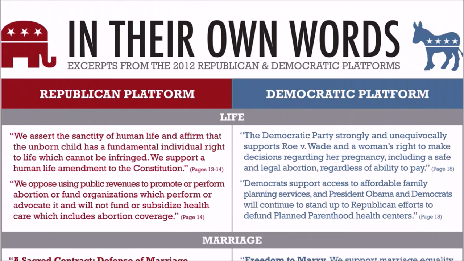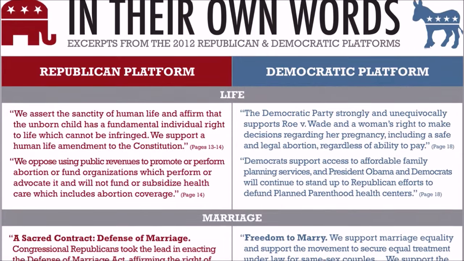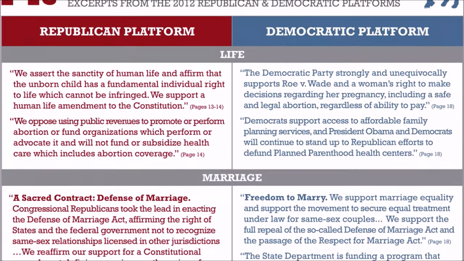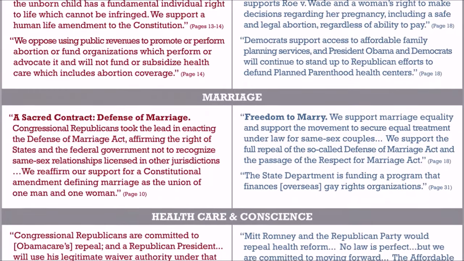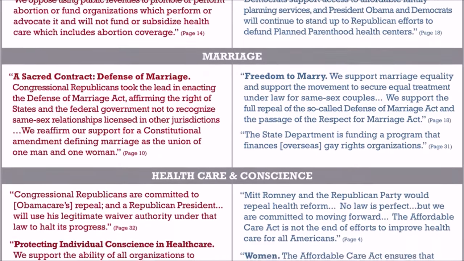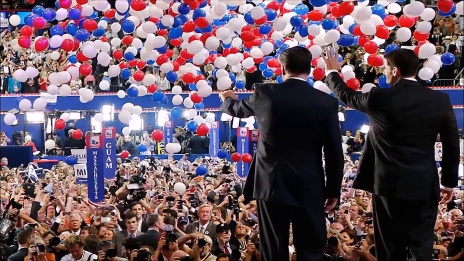Every political party has what is known as a platform. A platform is a public statement of the party's main beliefs and guiding principles. Each of the stated principles of a platform is known as a plank. Party platforms can be rather lengthy, with modern parties having hundreds of planks. The party will adopt or update its platform every 4 years at the party's national convention.